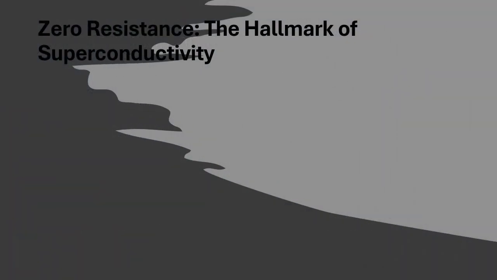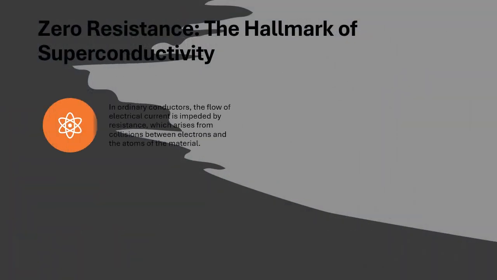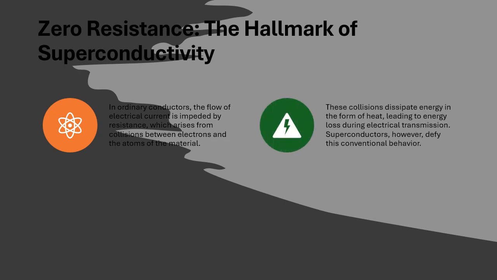Zero resistance, the hallmark of superconductivity. In ordinary conductors, the flow of electrical current is impeded by resistance, which arises from collisions between electrons and the atoms of the material. These collisions dissipate energy in the form of heat, leading to energy loss during electrical transmission. Superconductors, however, defy this conventional behavior.